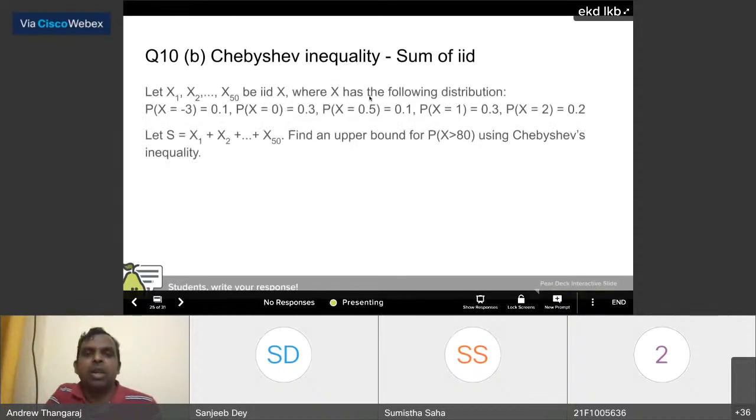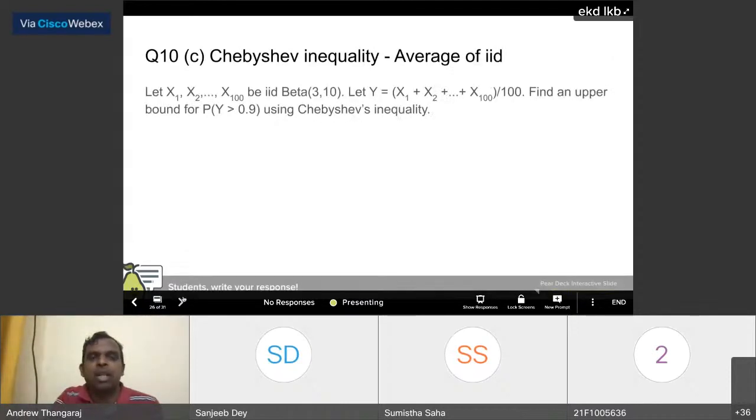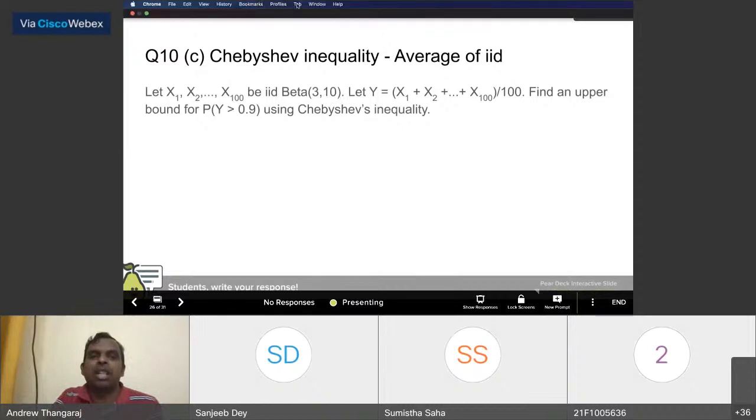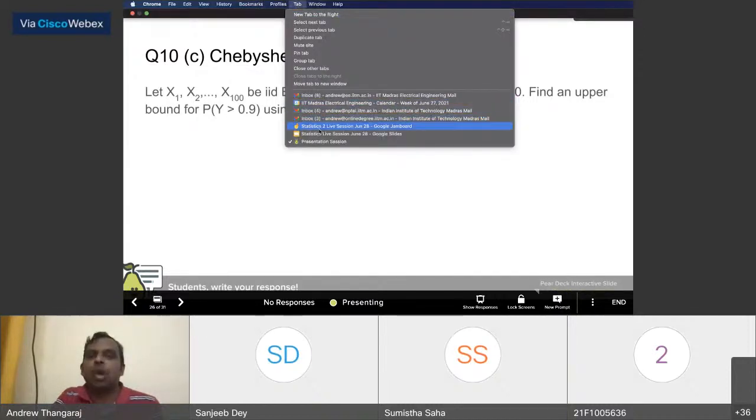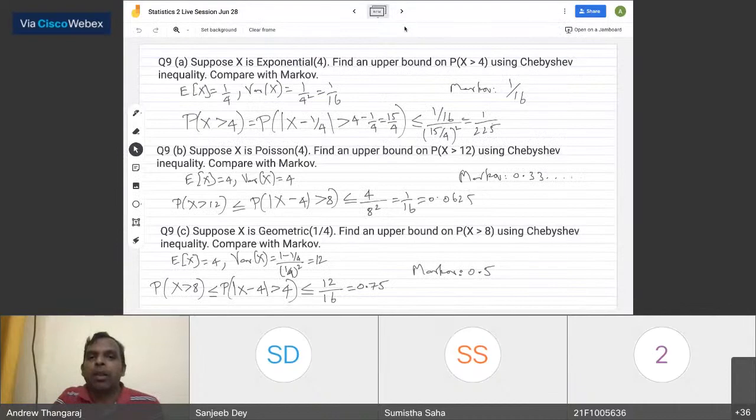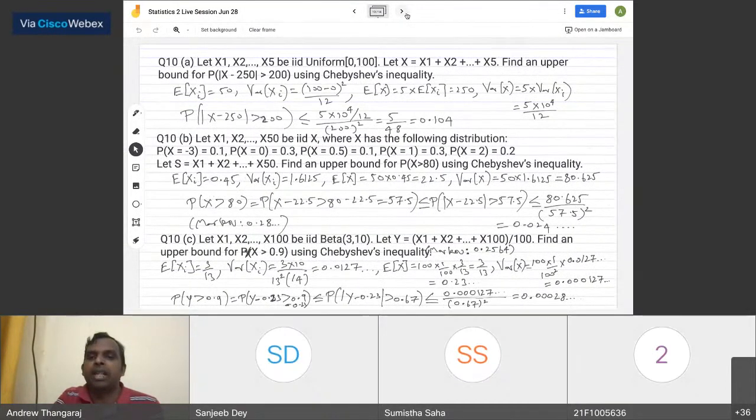There's a similar question. This is the discrete distribution that we have, and 50 of these independent random variables are being added. You have to once again find the mean and the variance of this distribution. It's a little bit of calculation, so I'm not going to ask you to do it. Let's just jump to the next one, which is the beta distribution. Again, there is a little bit of calculation involved. You have to know the variance of this distribution. So in the interest of time, let's go ahead and see the solution, and I'll quickly walk you through the solution of all three.